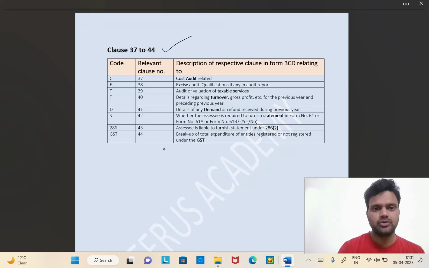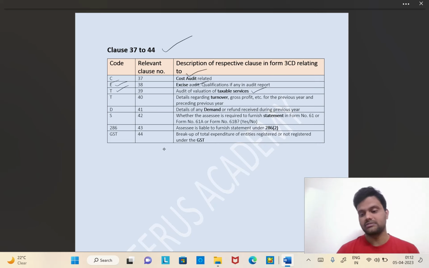Clause number 37 to 44. This is the last code. CET. C means cost audit. As I said, there are different audits. This last set of clauses consists of different audits. E means excise audit, and qualifications, if any. Then T. T means valuation of taxable services. Audit of valuation of taxable services. T for taxable services.